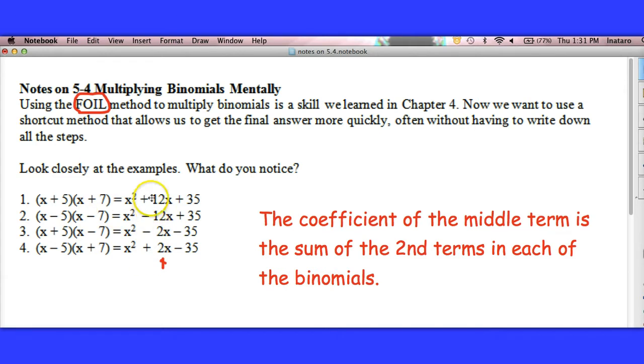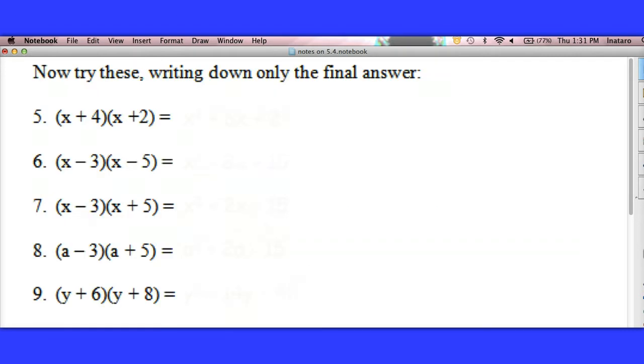So it's very easy to get this coefficient of the middle term if we just add the last two terms in each binomial. So I'd like you to try to do a few of these yourself. So take a minute and pause the video and try to figure out these mentally by using that idea of summing the last two terms in each binomial to help you get the coefficient of the middle term.